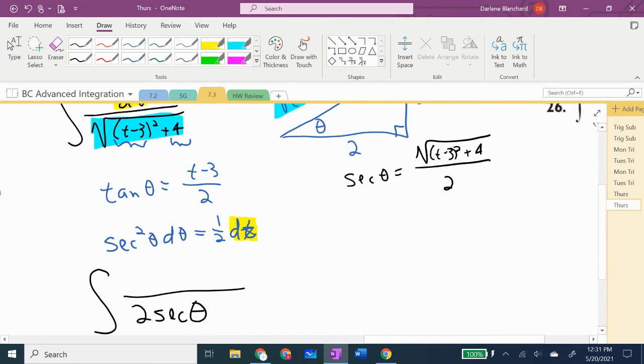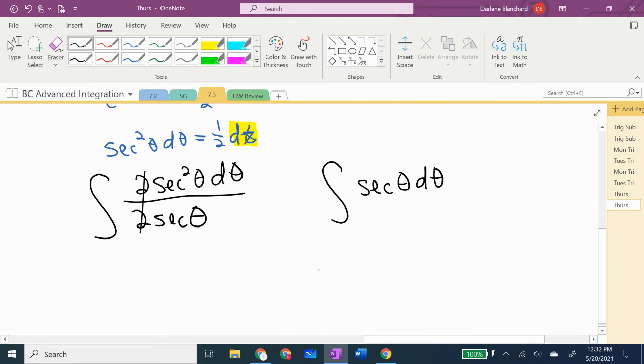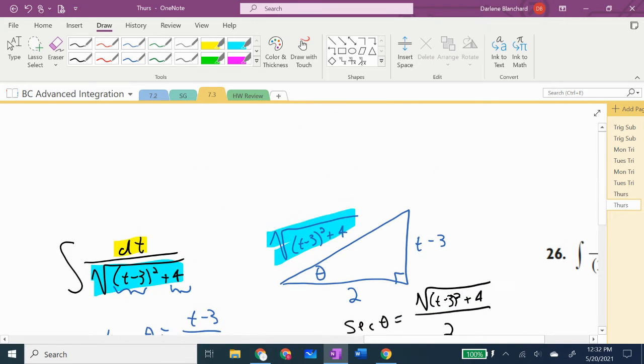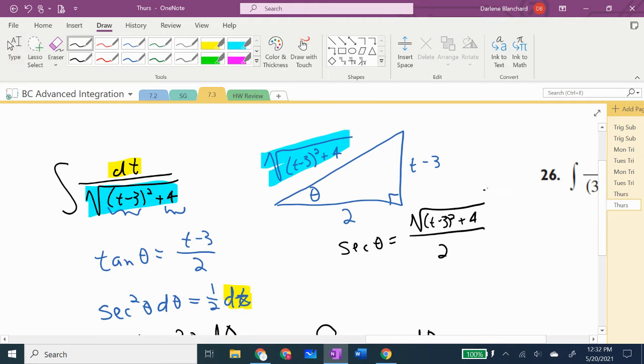Then my dt. I'm left with the integral of secant theta. And you want to have that memorized. It's the natural log of secant theta plus tangent theta. And I can go back to my triangle and find what secant and tangent are. And actually, I have them right here. There's secant, there's tangent.